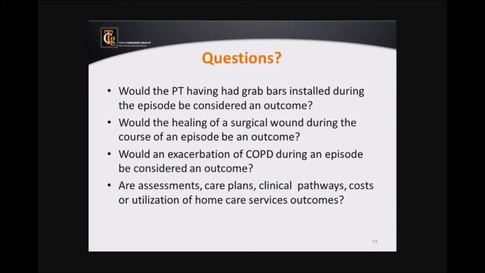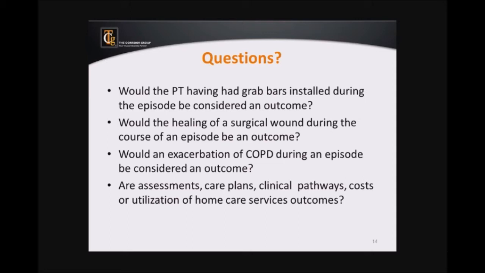Would the healing of a surgical wound during the course of an episode be considered an outcome? This is a yes. It is intrinsic to the patient and a positive outcome. Would an exacerbation of COPD during an episode be considered an outcome? Yes, it is a change in the patient's condition between two time points, even though it's not a positive outcome, and was not a direct result of care provided by the agency.